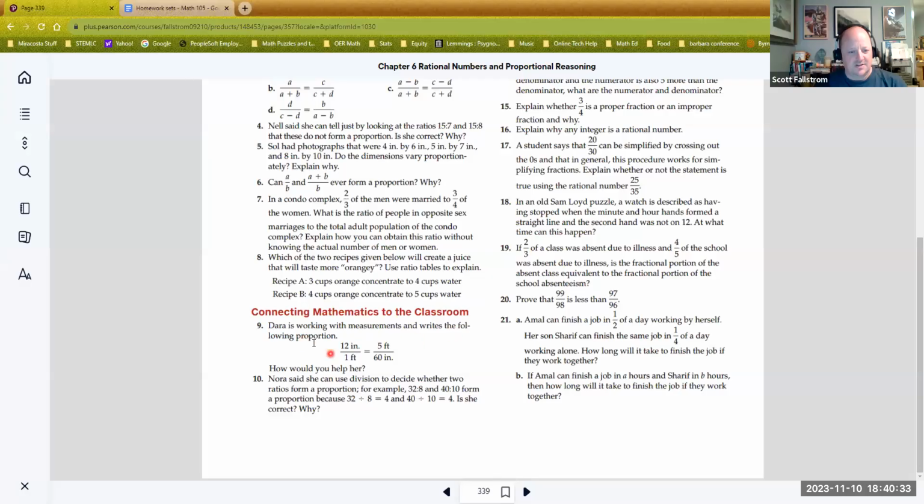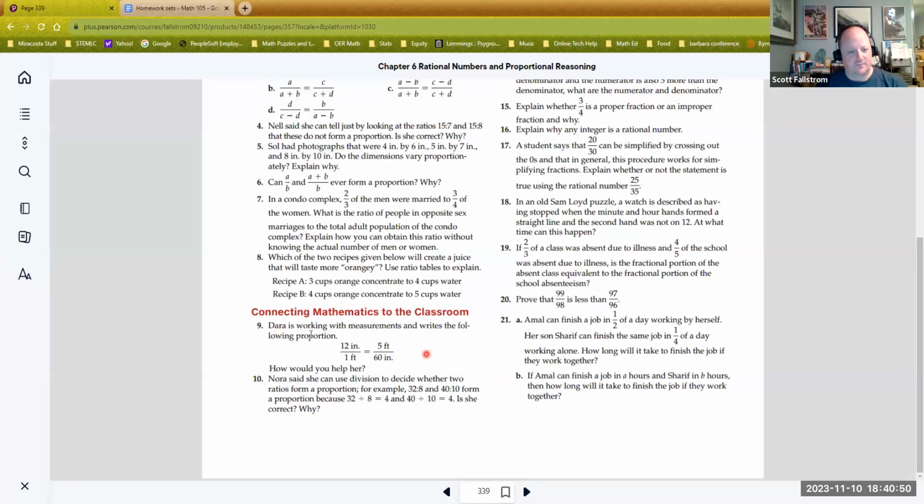So now we get to the questions from the students. Somebody's working with measurements. They write the following: 12 inches is to 1 foot. So they get 5 feet is to 60 inches. Okay. What's right about it and what's wrong about it? Because there might be some pieces that are wrong. There might be some pieces that are right.